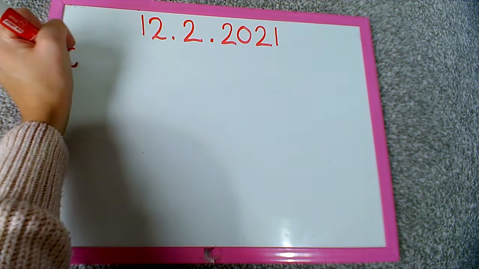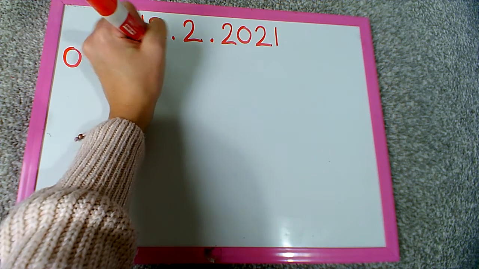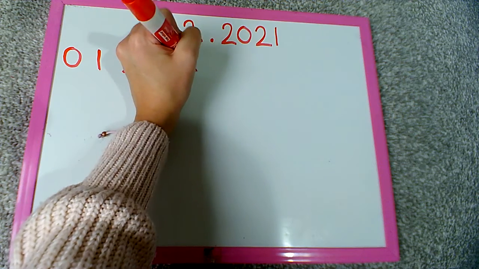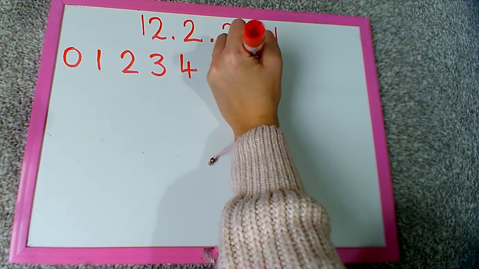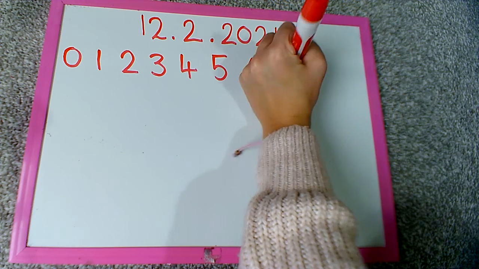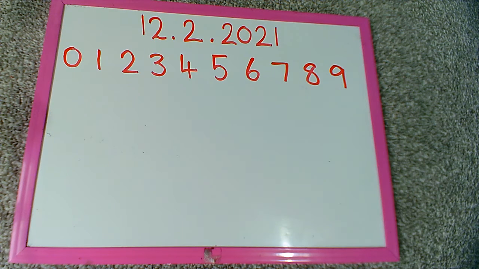We also need to practice our numbers, so we start at 0. So we have 0, 1, 2, 3, 4, 5, 6, 7, 8 and 9. I'd like you to pause the video here and have a go at practicing to write the short date and your numbers.